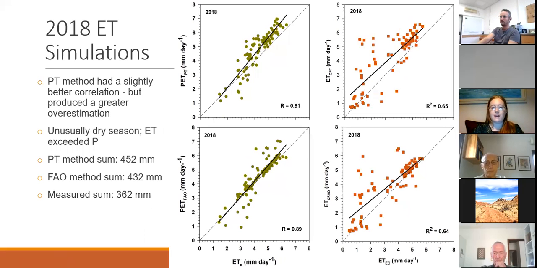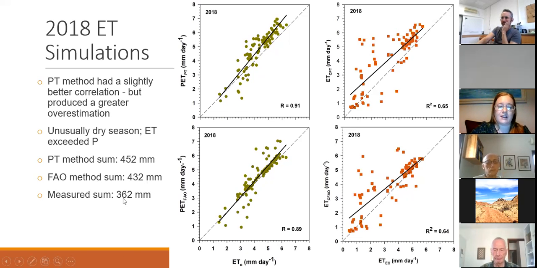Moving on to 2018, we see a really similar trend compared to 2017. So again, we have a pretty good correlation between the DSAT potential ET and the reference ET that we calculated manually. And then once we move on to the crop ET from DSAT compared to the eddy covariance ET, there's a bit more variation. This time, the R-squared is a bit better than it was in 2017, but we still have the overestimation. And it's important to note that this was a bit of an unusually dry season where evapotranspiration exceeded precipitation during the growing season.